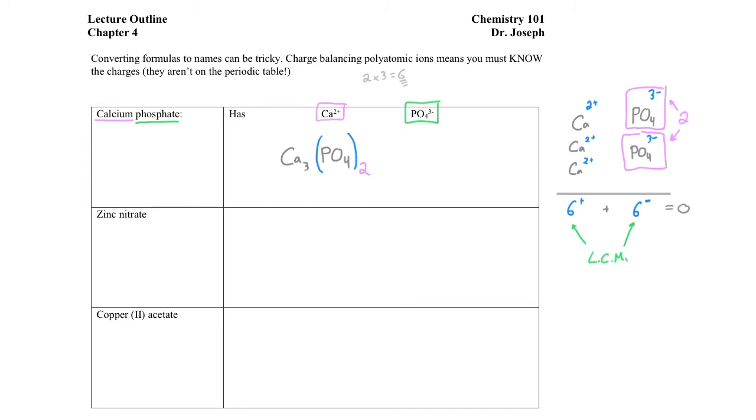And for this one, I'm going to give you the charges, assuming you don't have nitrate memorized yet. And then what I want you to do is pause the video and give this one a try yourself. Zinc is one of our fixed charge metals and has a +2 charge.